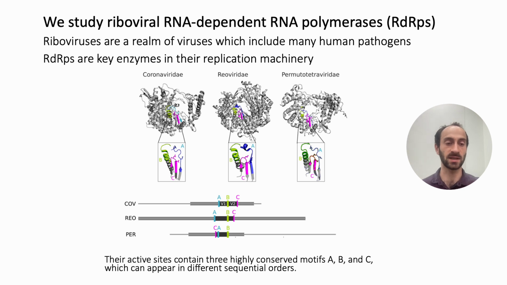In our work, we studied riboviral RNA-dependent RNA polymerases, RdRPs. Riboviruses are a realm of viruses, including, for instance, COVID, which include many human pathogens. RdRPs are key enzymes in the replication machinery. In this picture, we have three examples of RdRPs, and we see at their active site there are three highly conserved motifs labeled A, B, and C. We know that they can appear in different sequential orders, both ABC and CAB.